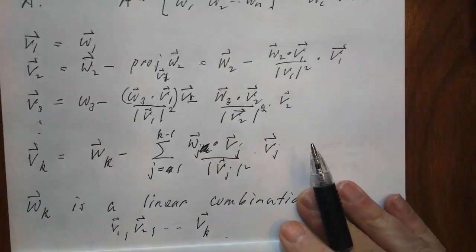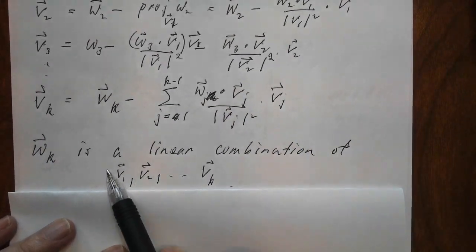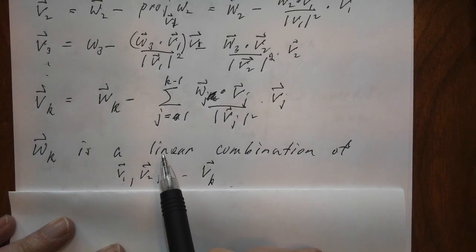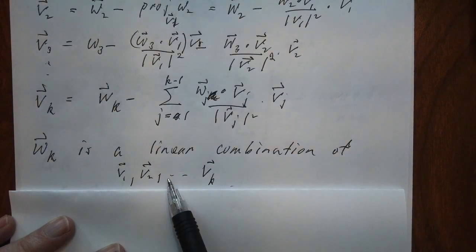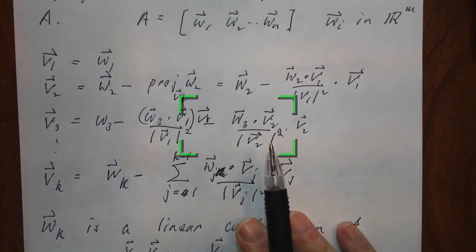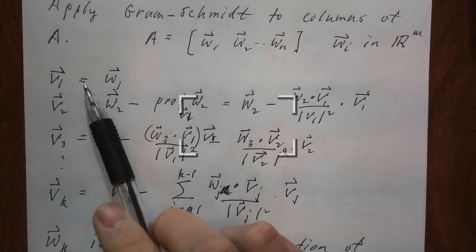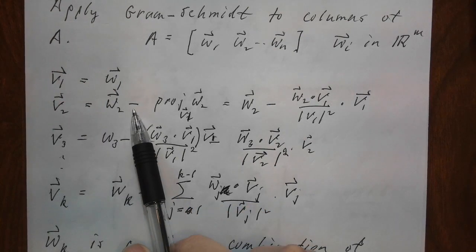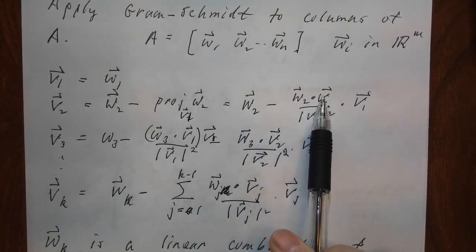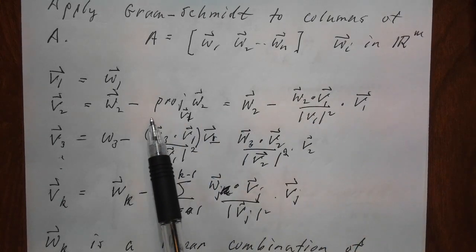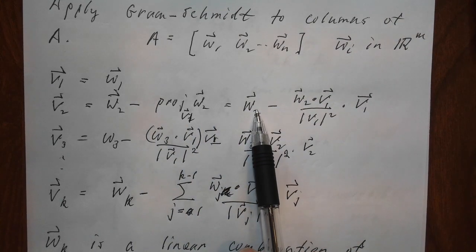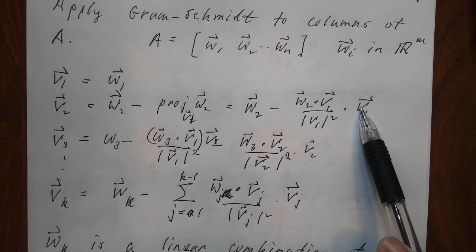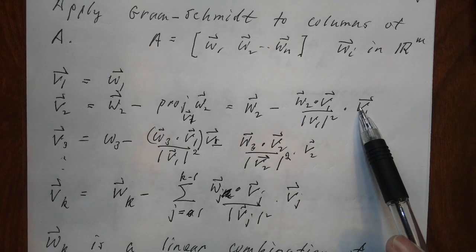Now, what's really important to realize, looking at this formula, is that each of the vectors W sub k in our original set of linearly independent vectors is a linear combination of the vectors V1 up through Vk. So, for example, W1 is obviously a linear combination of V1. For W2, if we take this expression and add all of this to the other side, I would be able to say that W2 is V2 plus a scalar times V1. So W2 is a linear combination of V1 and V2.